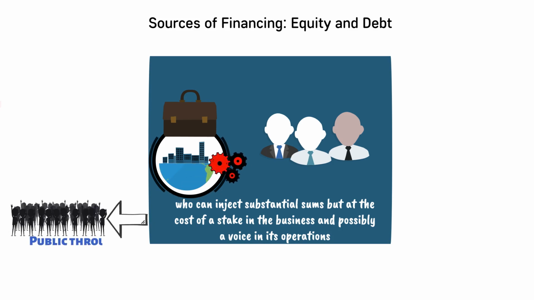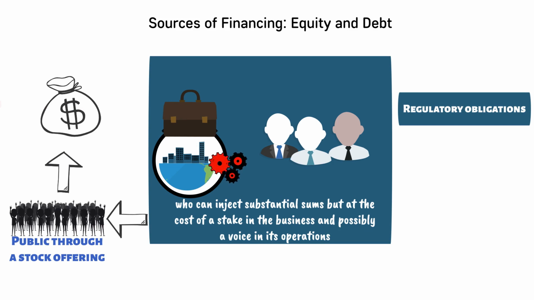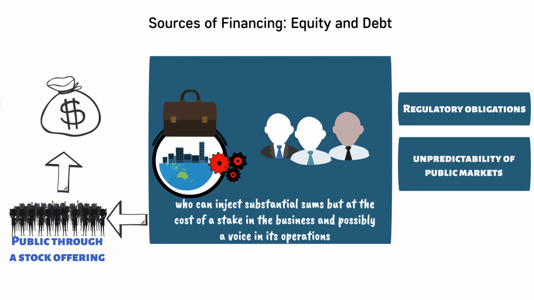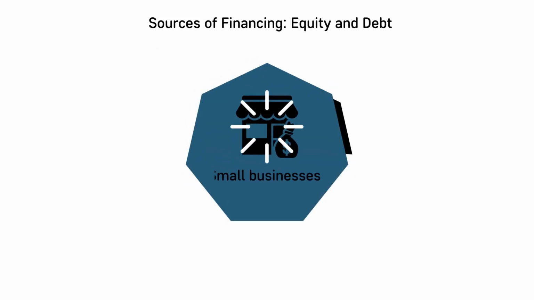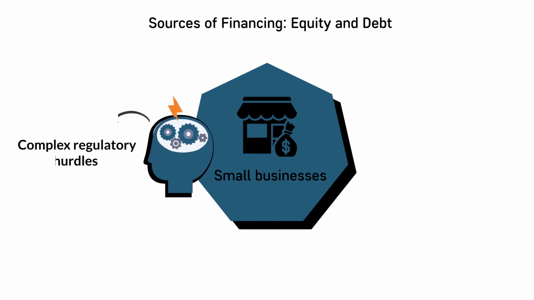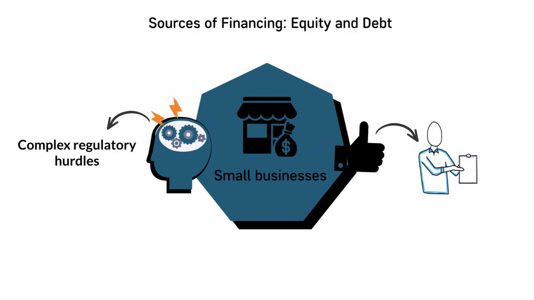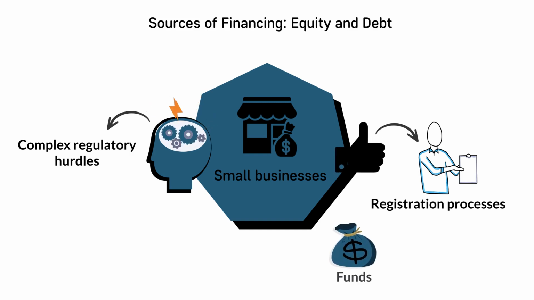Lastly, there's the option of going public through a stock offering, a move that can generate significant capital but also comes with regulatory obligations and the unpredictability of public markets. For small businesses, the leap to public status is formidable, involving complex regulatory hurdles. However, simplified registration processes and exemptions are available to make it a more accessible option for smaller ventures looking to raise funds through the sale of securities.